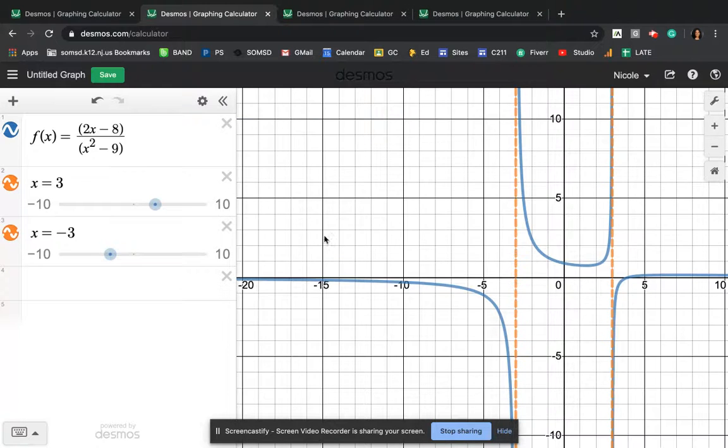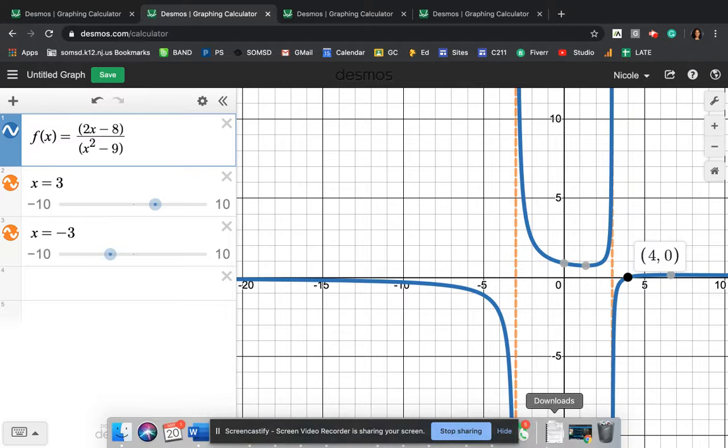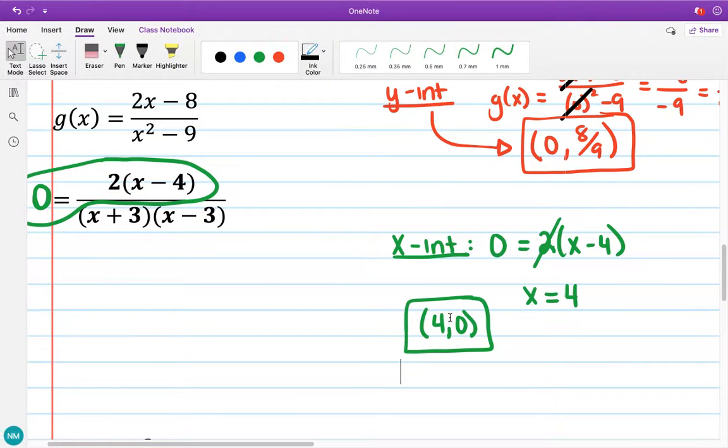Let's look at what that looks like on the graph. So here's that function. Our y-intercept is at 0.8889, and here is my x-intercept, which is at (4, 0). So that proves our point. Let's do another problem.